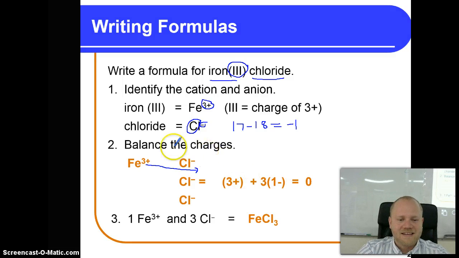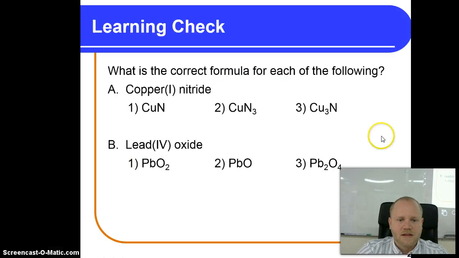Sorry about that. So we've taken the 3 and written it down for the chloride. We've taken the 1 for chloride and written it down for the iron. So once we cancel those out, we can see that it's iron 1, which we don't have to write, and chloride 3. So FeCl3. It's that easy.